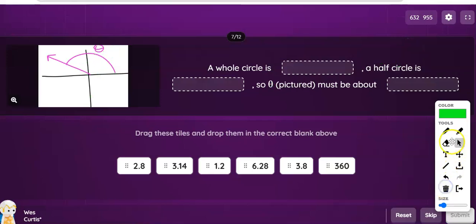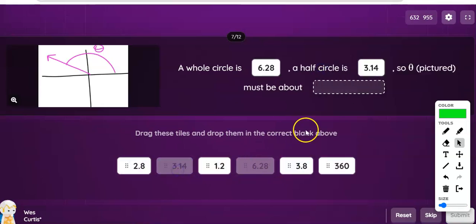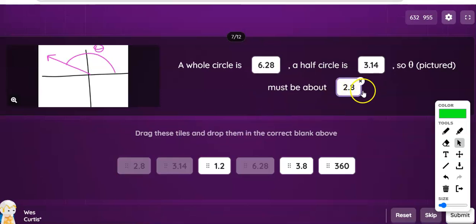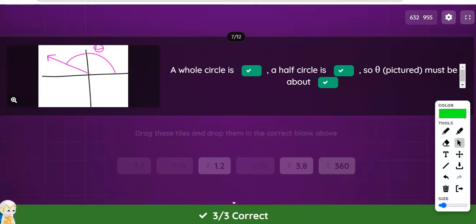Probably the better question here, clearer question as well. A whole circle again is 2 pi, aka 6.28. A half circle is 3.14. So theta pictured, the angle pictured, is a little bit less than 3.14. It didn't go all the way to half circle. The only thing it could be is 2.8. I think that one was a lot clearer.